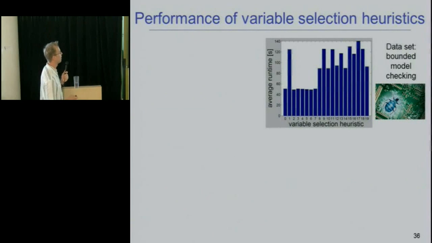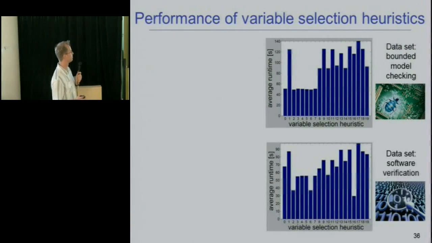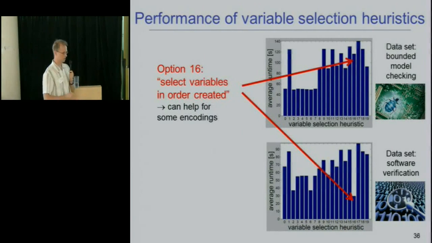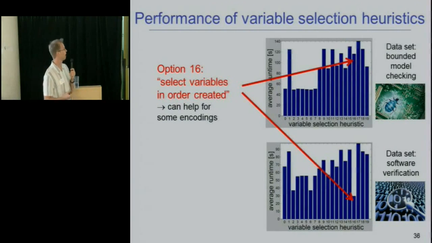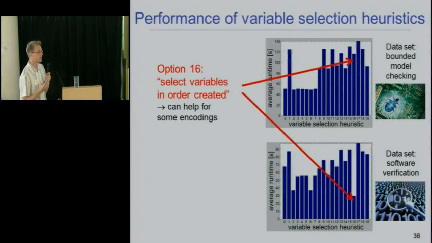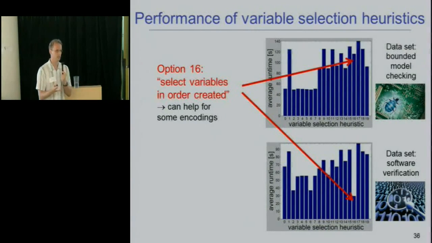Now let's compare this plot to the same plot on another data set. You have a very different picture for the software verification set. With these activity-based heuristics, some of them still do well, others don't do very well anymore. And in particular, you have this one parameter setting, one heuristic, that does well for software verification but does not do well for hardware verification. This was a heuristic that just took the variables in the order they were created: variable 1, 2, 3, etc. And that's a really trivial heuristic. How could that work? Well, it can work for some encodings because the order of instances actually has meaning.